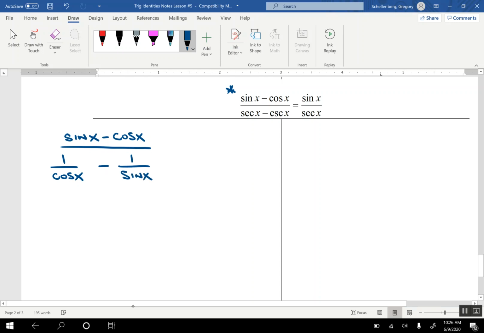Okay, so we're here, and once again we've created a complex fraction. So we can get rid of the fractions in the fraction by multiplying by a common denominator. The common denominator here is going to be cos x sine x, so the product of the two denominators.